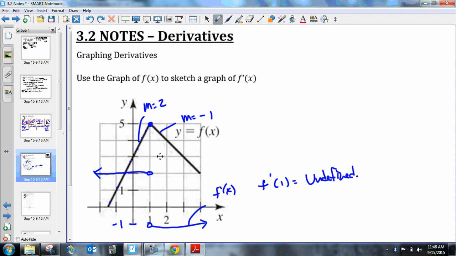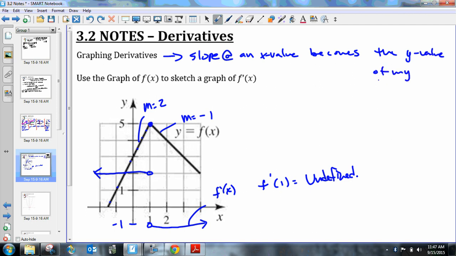Kind of putting this into a little perspective here of what this looks like. So that's what it is. That's what a derivative is. Remember, a derivative is a function. So I look at the slope, and then my slope becomes the y value. So the slope at a point at an x value becomes the y value of my derivative.